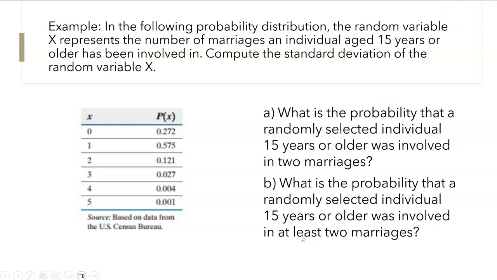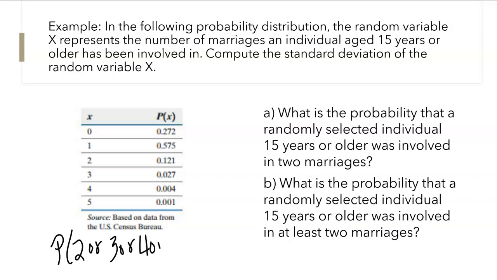All right, and then the second part will be, what is the probability that a randomly selected individual 15 years or older was involved in at least 2 marriages? So this one was involved in exactly 2. This one is in at least 2. At least 2 means it's 2, 3, 4, or 5. So we want to know, what is the probability of 2, 3, 4, or 5? So I'm going to write that out here. Probability of 2 or 3 or 4 or 5.